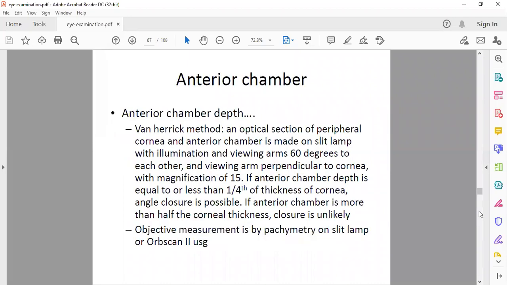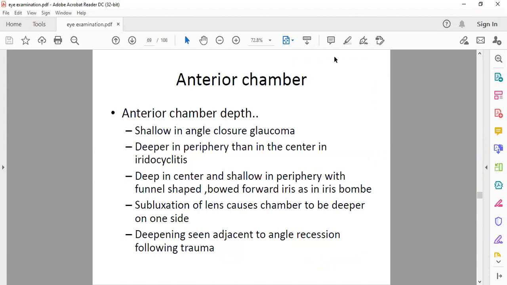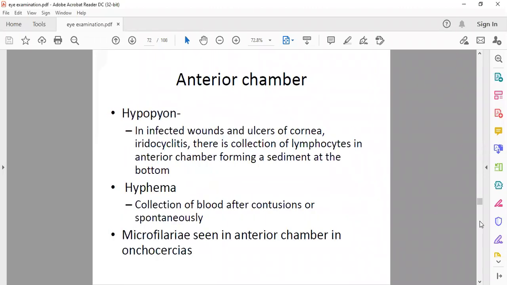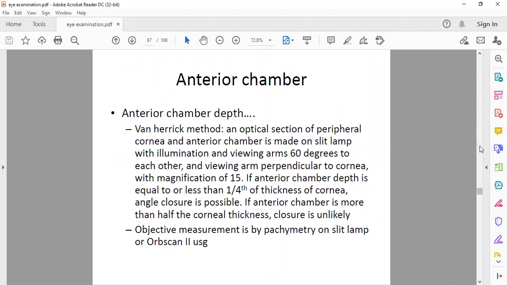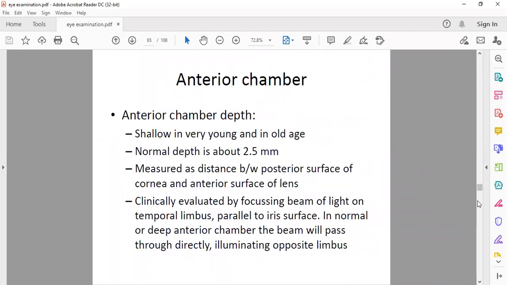Any doubts till now, friends? Are you able to understand? Any doubts? Any doubts, friends? No, sir. Okay. So up till now we have covered till cornea.